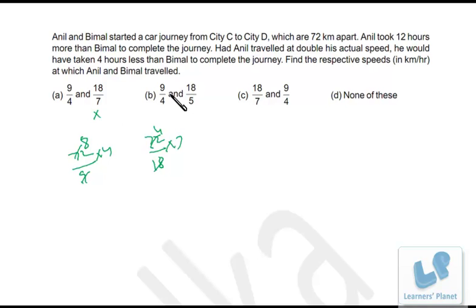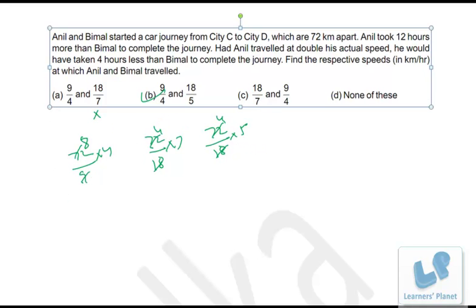So it's incorrect. Similarly, this is 9 by 4, that's 32 hours that we have already calculated, and 18 by 5, so 72 by 18 by 5. So that's 20. So the difference is 12 hours. So this is the correct option.